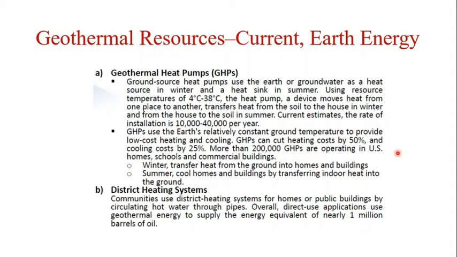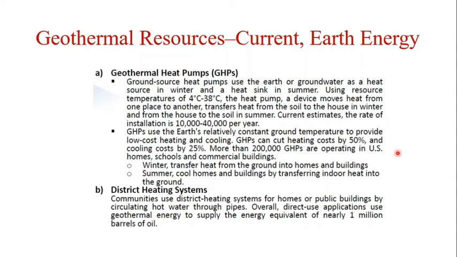Let's see first geothermal heat pumps. Ground source heat pumps use the earth or groundwater as the heat source in winter and a heat sink in summer, using resource temperatures of 4 degrees Celsius to 38 degrees Celsius. The heat pump, a device that moves heat from one place to another, transfers heat from the soil to the house in winter and from the house to the soil in summer.